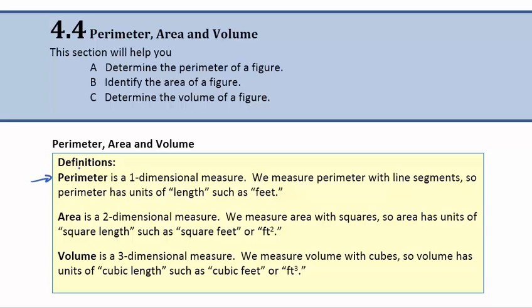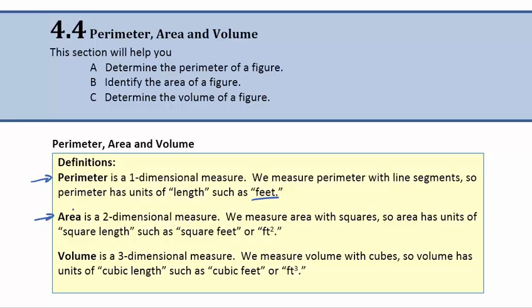Perimeter is a one-dimensional measure. So we measure perimeter with line segments. So perimeter has units of length, such as feet. So one dimension, so our units are just one dimension when we list them. Feet, inches, meters, centimeters, something like that.